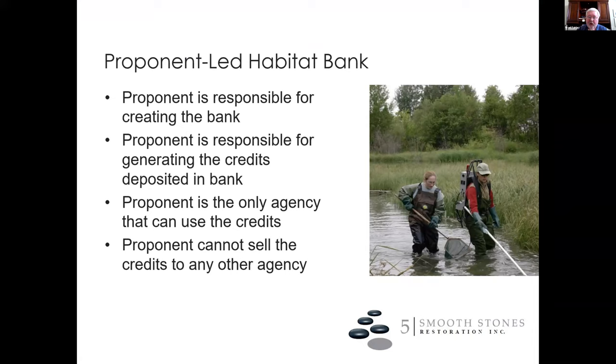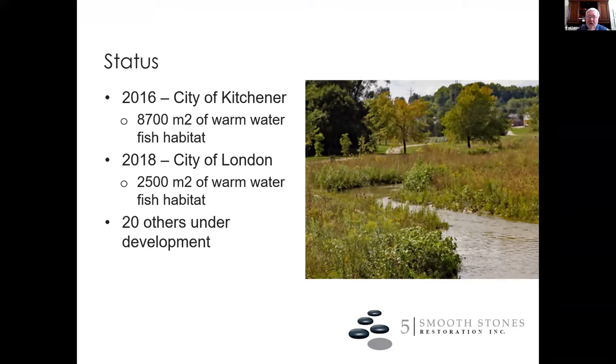I've done several banks. I did one in 2016 for the city of Kitchener, 8,700 square meters of warm water fish habitat. Another for the city of London, 2,500 square meters of warm water fish habitat. Last I spoke to DFO, they said there's about 20 others under development. They're fairly tight-lipped about it because they're proprietary, so they don't really get into it in too much detail. Lucas Warner, who's going to follow me, is going to talk about a project that we're in the process of working on, which is a little bit different, but similar.